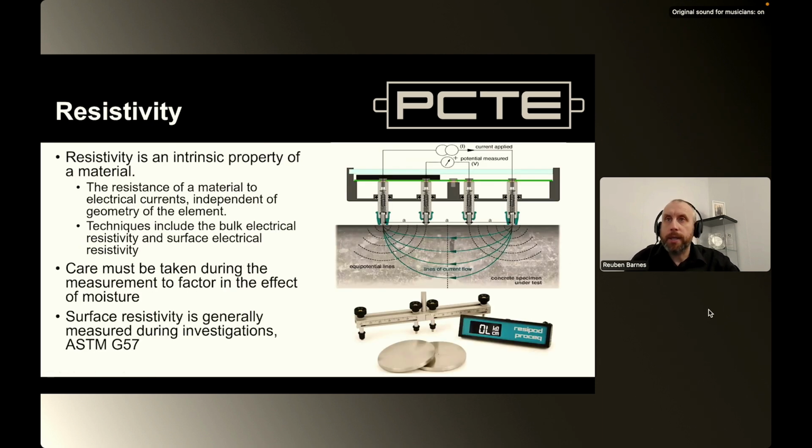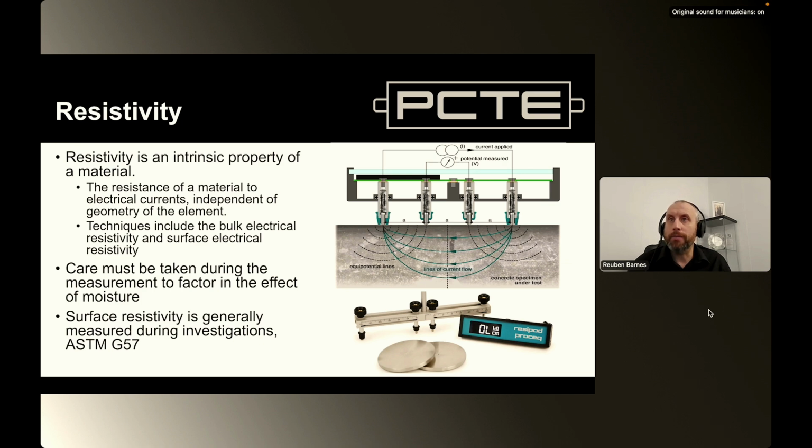So the last technique that I'll talk about here is resistivity. I'd already previously mentioned it in earlier slides when I was talking about half cell potentials, and I fudged over it and said that it was the resistance of it. Effectively, resistivity differs from resistance in that resistance would be affected by the volume of material that we had, whereas resistivity is independent of the geometry of a piece of concrete.